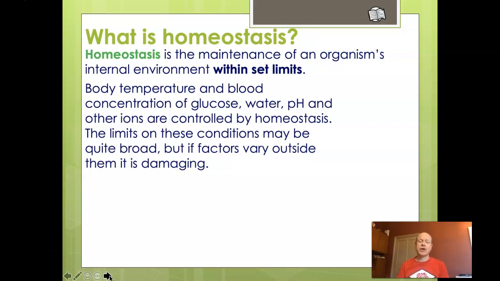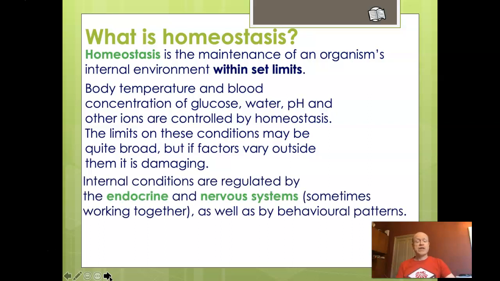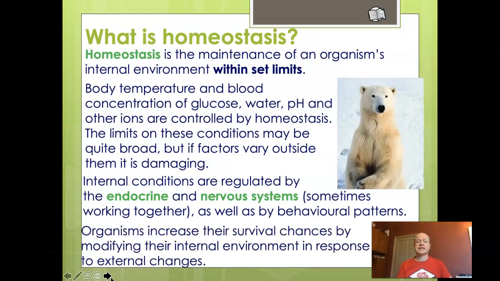Whilst it says the limits may be quite broad, they may also be quite narrow. The acceptable range of temperatures, the optimum range, is very narrow in comparison to other ranges. And how are they being controlled? Well, they're being controlled either by endocrine and nervous systems, and we'll talk briefly about both those systems within this presentation, as well as modification of behavior. We thought last time about moving out of the sun, for instance, if it's hot. You're more likely to survive if you modify the internal environment and respond to the external changes.